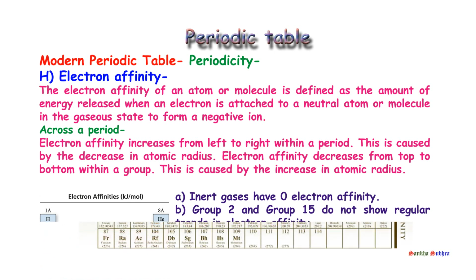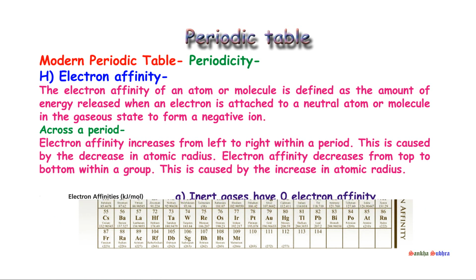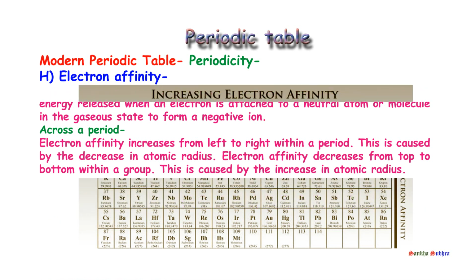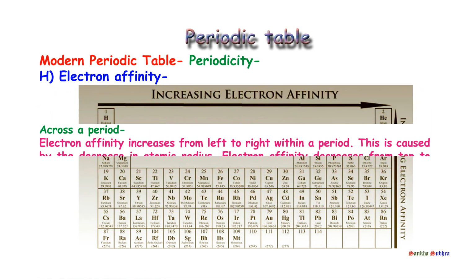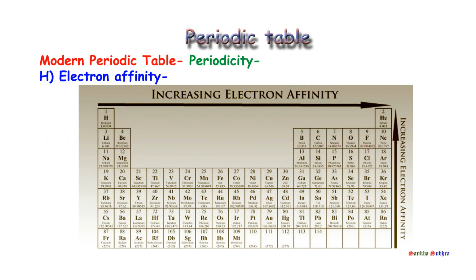But if we describe the electron affinity tendency in a regular manner, then across the period, moving from left to right, the electron affinity will increase, and down the group, moving from top to bottom, the electron affinity will be reduced. Here we have not considered the exceptions of group 2 and group 15.